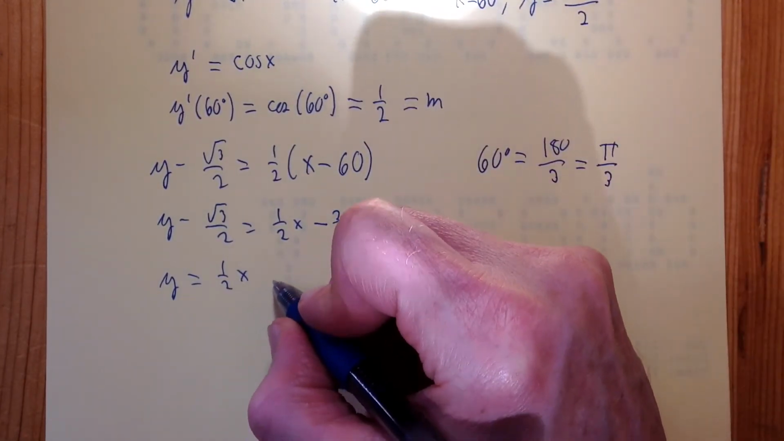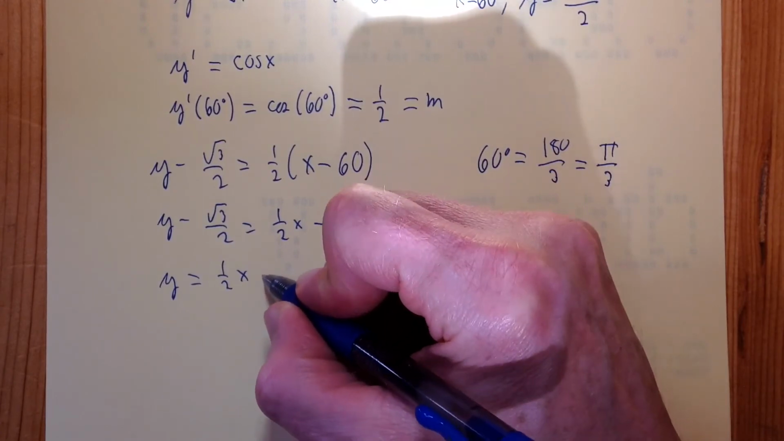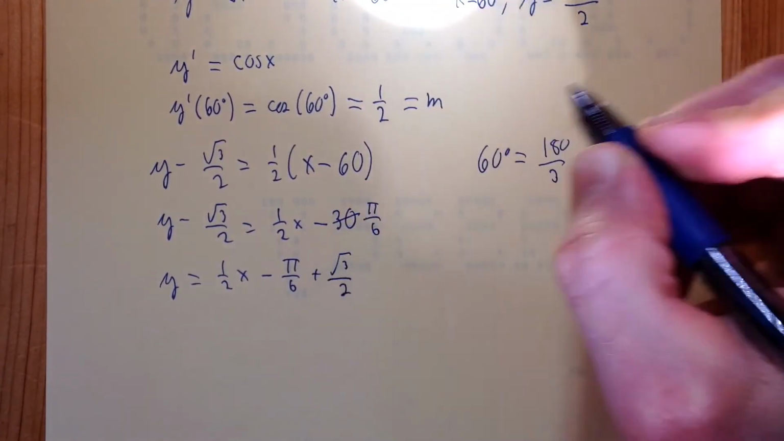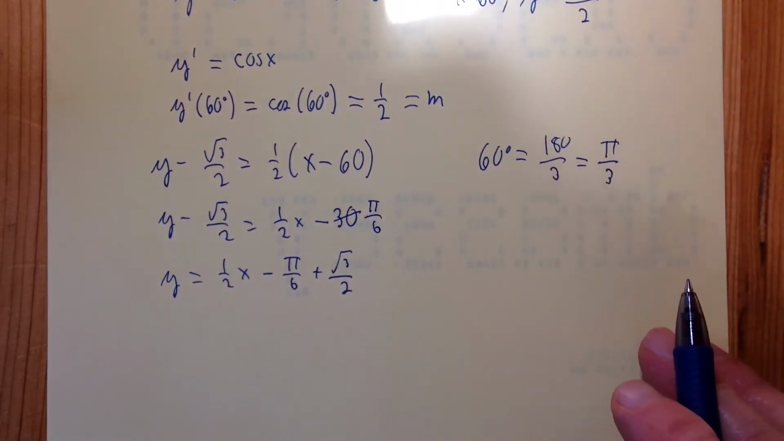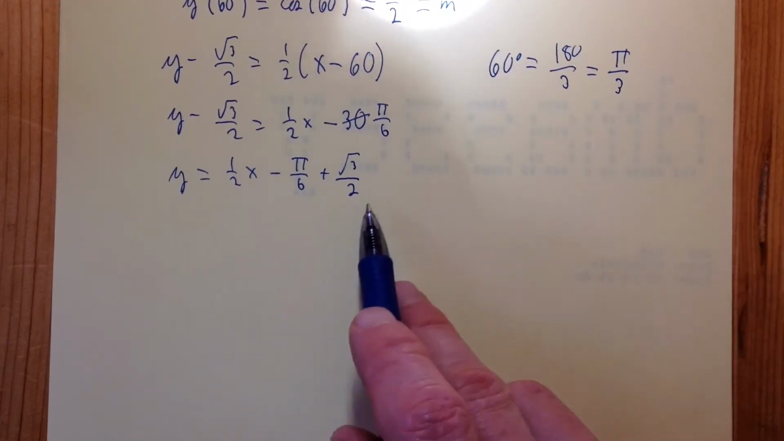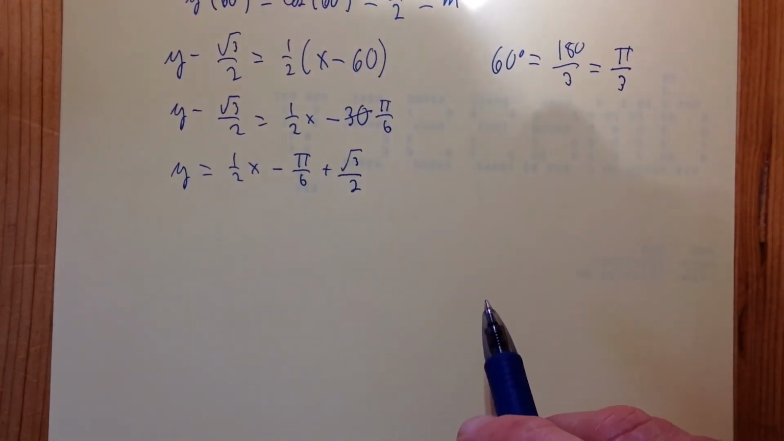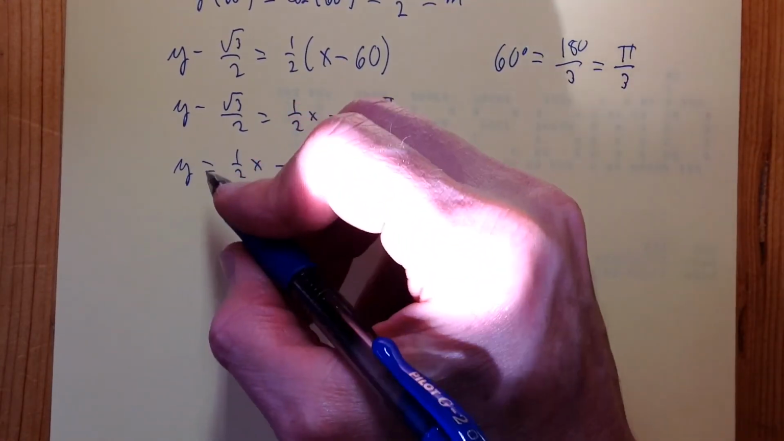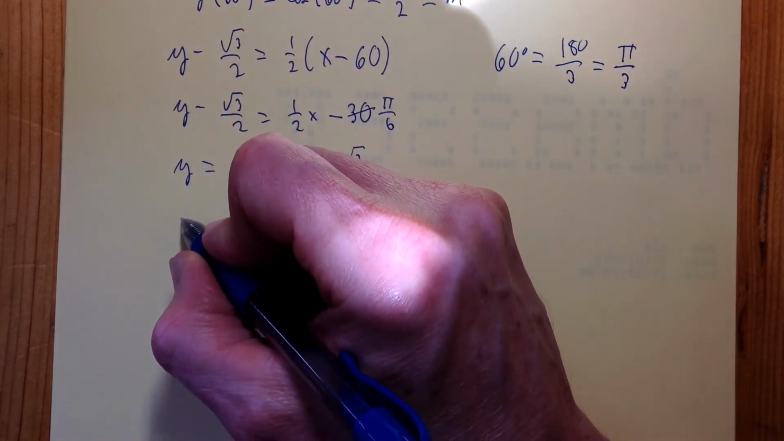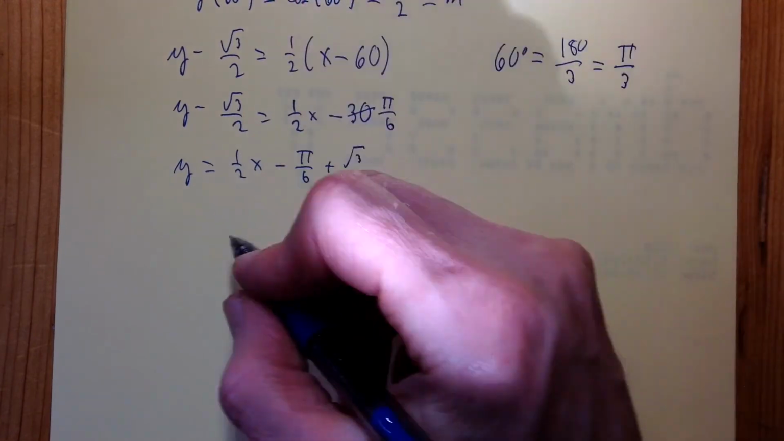So now we have y equals 1/2 x minus pi over 6 plus root 3 over 2. And I'm just going to leave it like that. That's kind of messy. I'm not going to try to combine those two things. Let's just leave it like that. All right, so finally then we can finish this off with our, what is sine of 58 degrees?